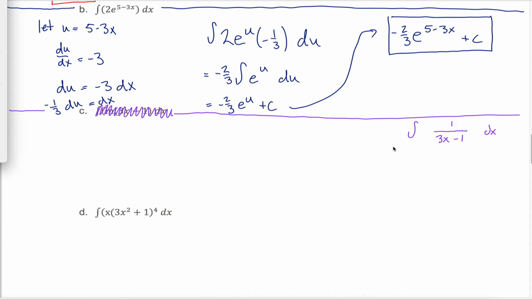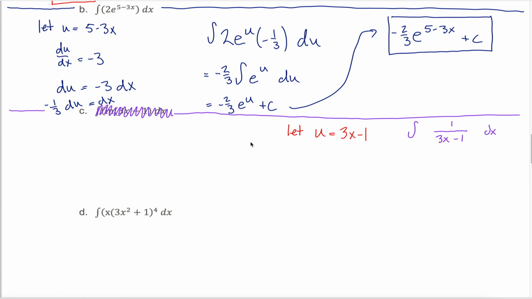All right, part C. I want to switch part C a little bit. What I want part C to be is 1 over 3x minus 1 dx. And I'm again going to tell you what u should be equal to. You can guess if you want, but I'm going to focus less on why and just take as a given that u should be equal to 3x minus 1. We'll go back later and talk about why u should be 3x minus 1.